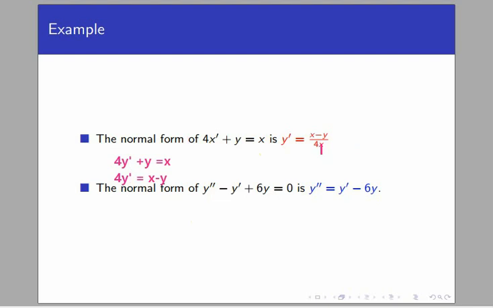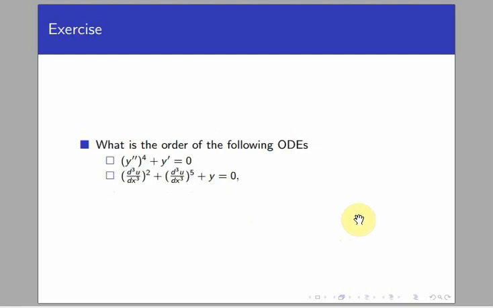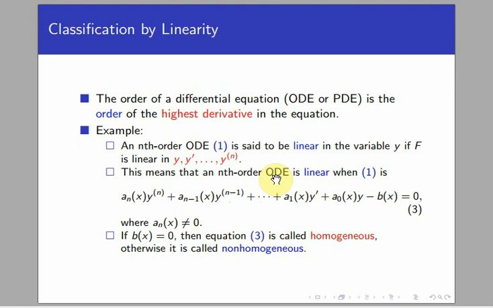And here the normal form of y double prime minus y prime plus 6y equals 0 is y double prime equals y prime minus 6y. Okay, this is the exercise. What is the order of the following ordinary differential equation? Give your answer in the comments.